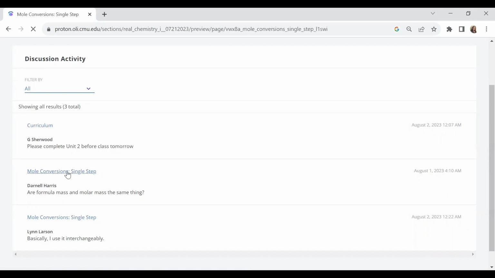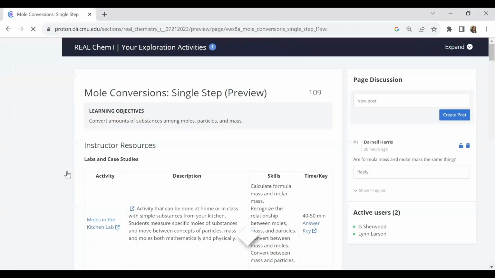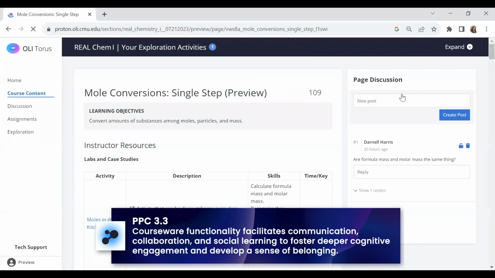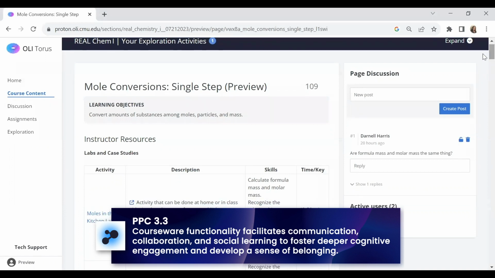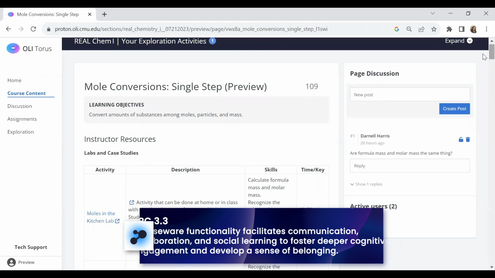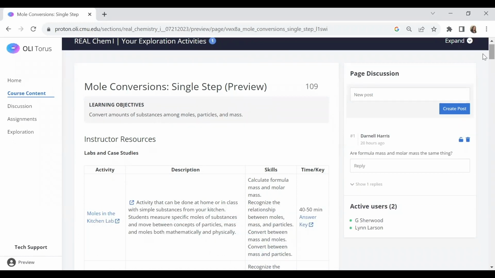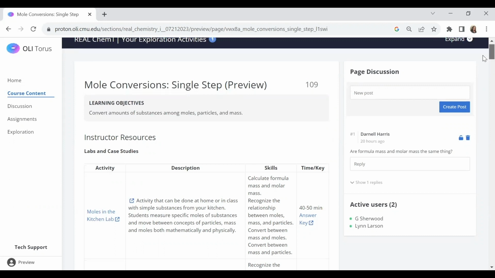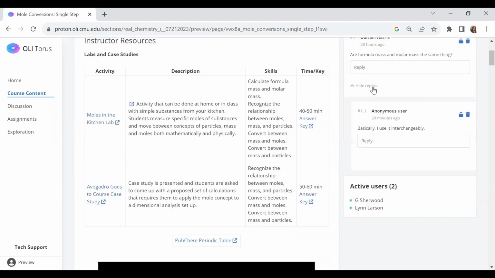If I click on Darnell's post in the discussion overview, it takes me right to the page he's on. That's cool. In every other discussion system I've seen, I have to spend time figuring out what part of the course the student is posting about. In Real Chem, I see right away. So I've got all the context I need to interpret Darnell's question. Lynn has anonymously responded within this thread. She must be unsure of her answer.